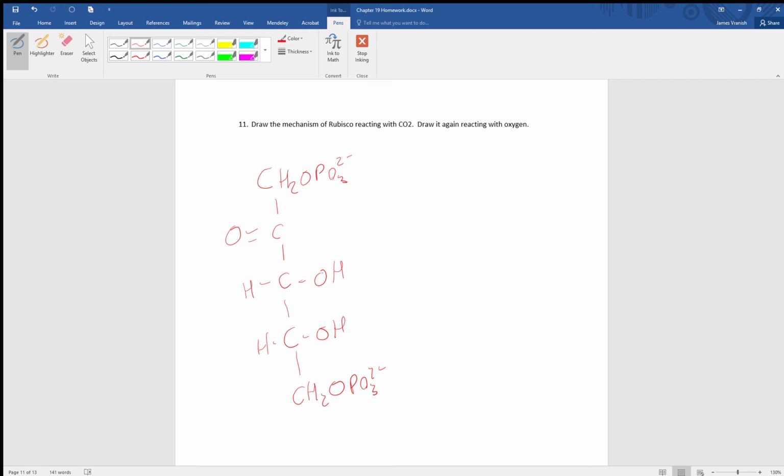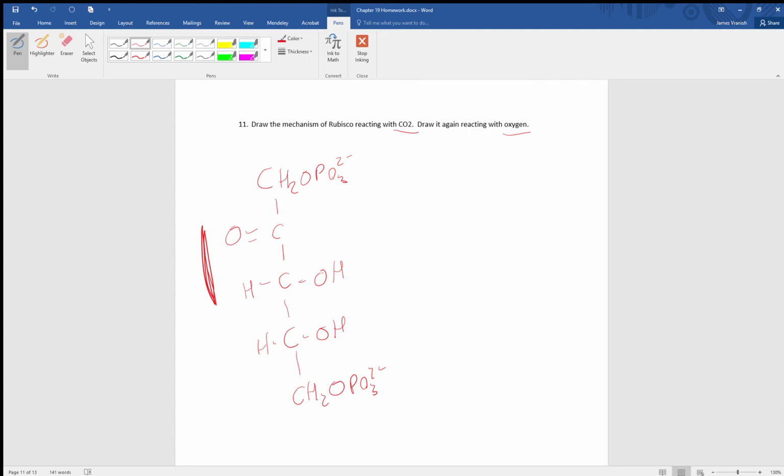Question number 11 asks you to draw the mechanism of Rubisco reacting with CO2. The way we're going to do this is, regardless of whether we're reacting with CO2 or oxygen, we're going to start off the same way, and we're going to try to generate an enediol species between these two carbons here.